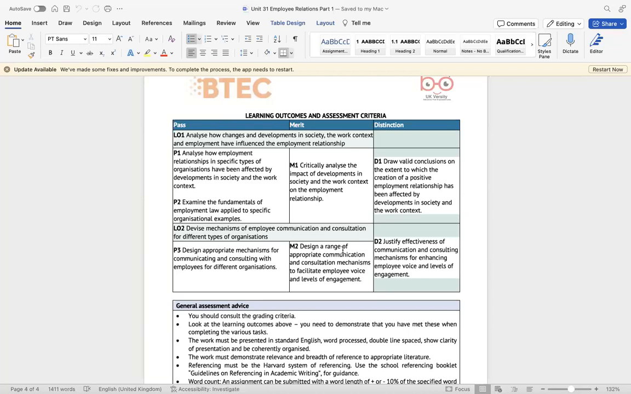But if you're looking at getting a merit or a distinction, then apart from just analyzing the employment relationship in those types of organizations, you also look at the developments that impact the societal developments outside. And for distinction, you draw conclusions about how the positive relationship has affected employee relations due to the developments in society and work context. So you just keep adding on to the same topic so that you are looking at getting a distinction.